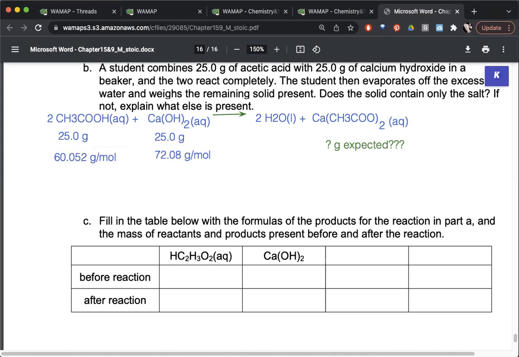All right, I'm going to label my table. Given grams, molar mass, and I'm going to write given moles, because we always have to be in moles to work through the columns on the chemical equation.